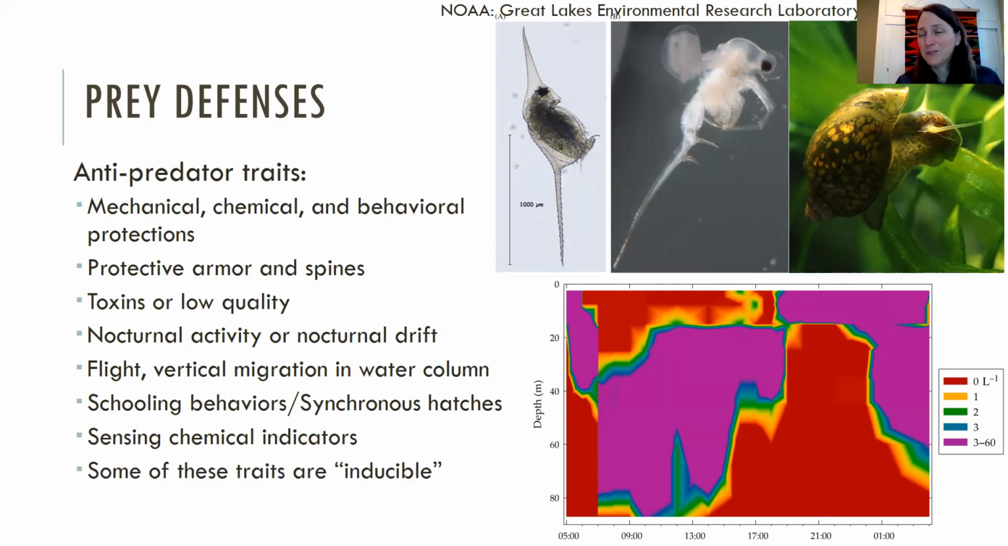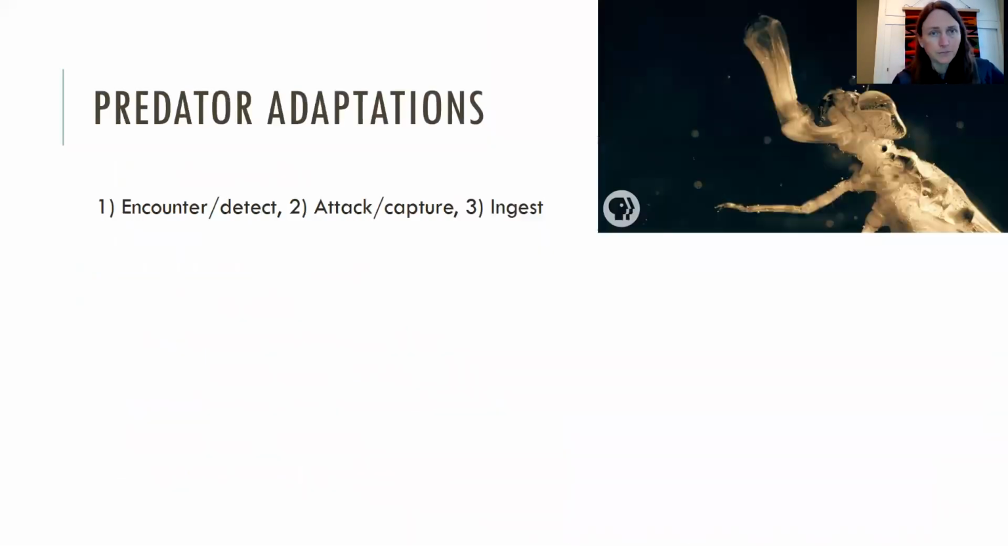Some of these traits are inducible, which is really cool. And that means that when they sense a chemical indicator of a predator, then they might grow spines or they might produce offspring with longer spines. And so those would be inducible traits. A lot of plants can induce defense chemistry in their leaves. Say they flush another set of leaves that has higher defensive compounds against herbivores. So those would be inducible versus constitutive traits.